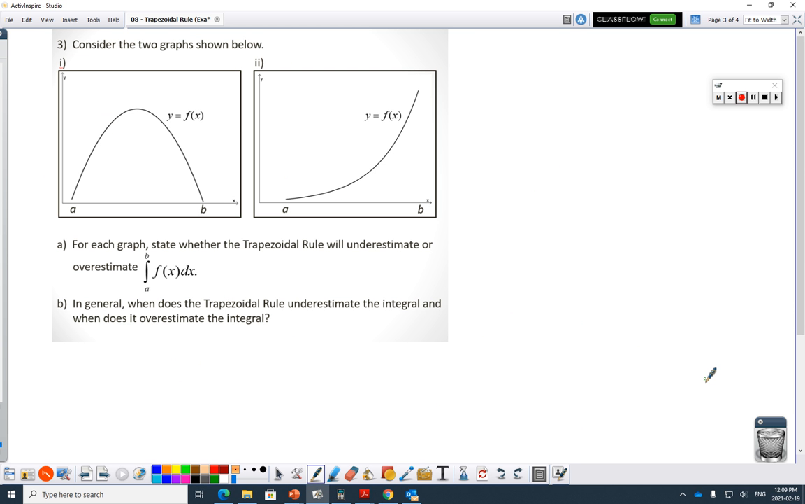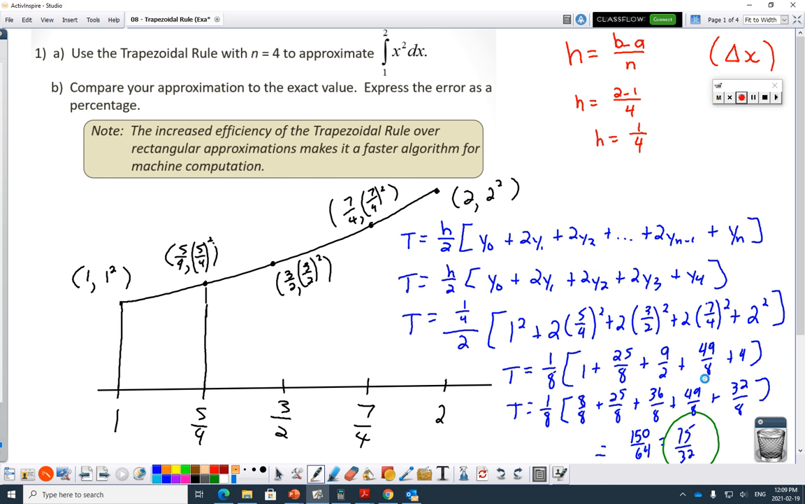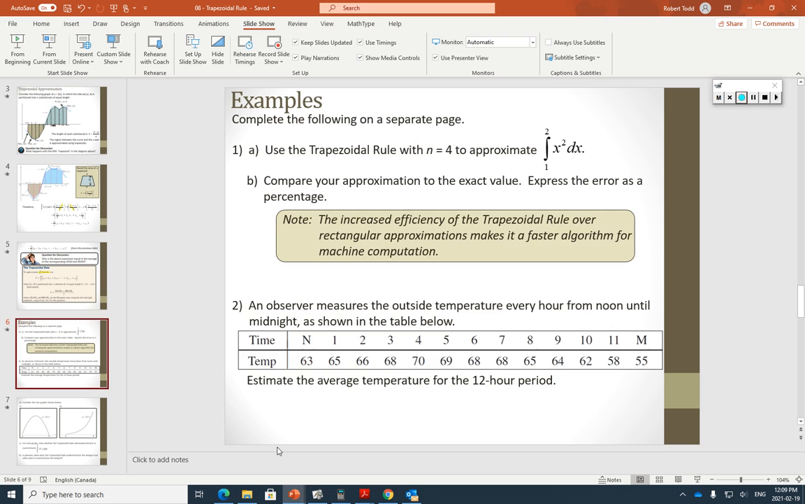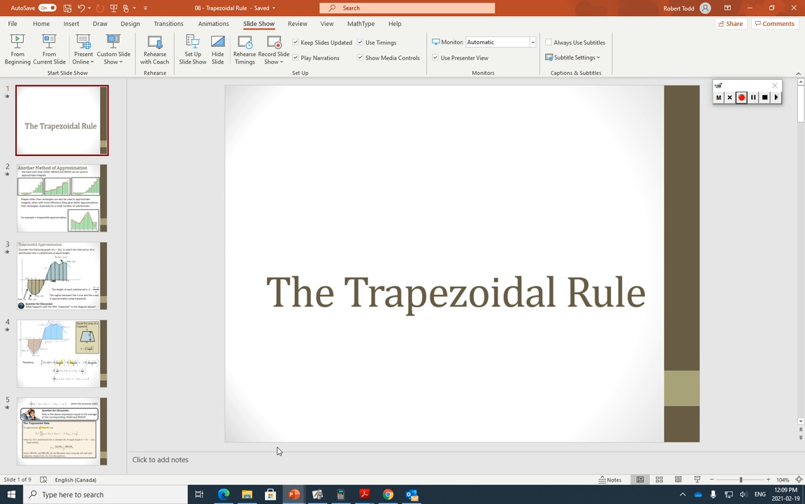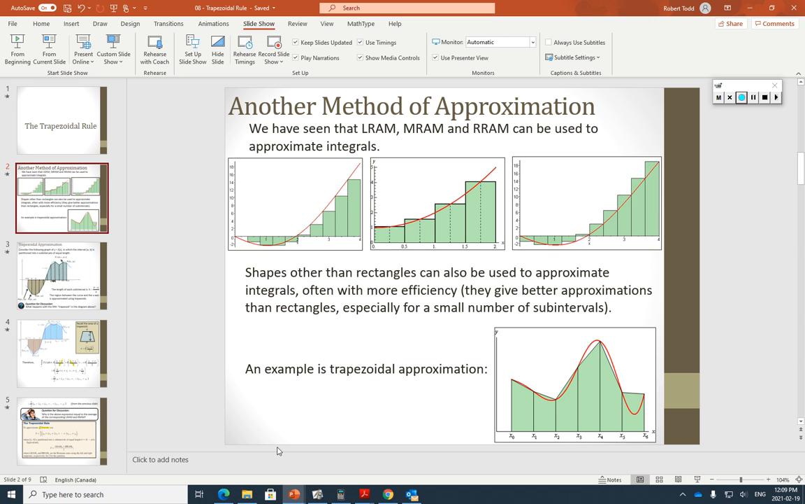Consider the two graphs shown below. For each graph, state whether the trapezoidal rule will underestimate or overestimate. There was a great picture earlier that really shows this in the PowerPoint. Back to the PowerPoint. Right there. Take a look at the sections where the trapezoidal rule overestimates and the sections where it underestimates. There's a very specific thing going on for when it overestimates and when it underestimates. Let me draw it again. Here we were overestimating, all in there. And here we were always underestimating.